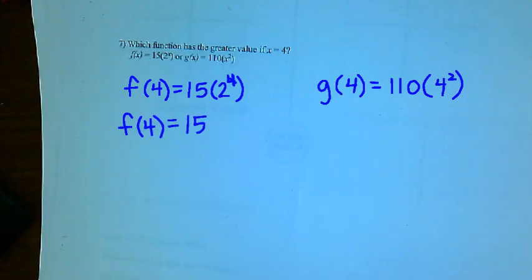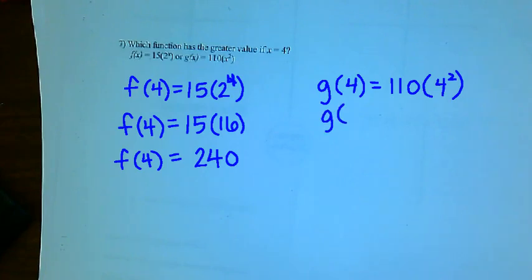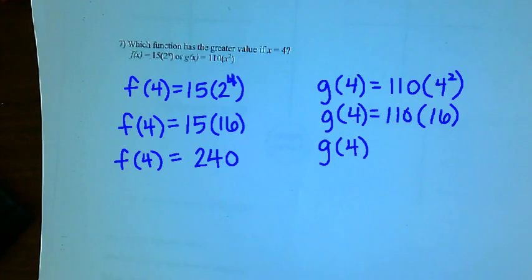Okay, so we always do our exponents first. 2 raised to the 4th power is 16. If I multiply 15 and 16 together, I get 240. All right, that's probably going to be easy to beat. Let's see. Okay, so I get 110. Oh, what do you know? Also times 16. So I get 1,760.